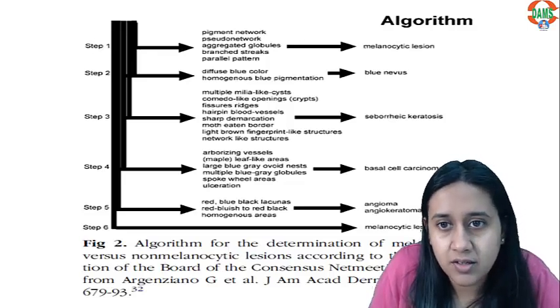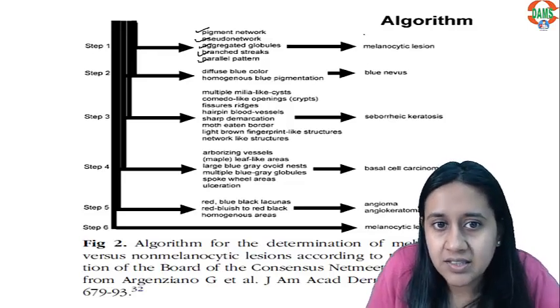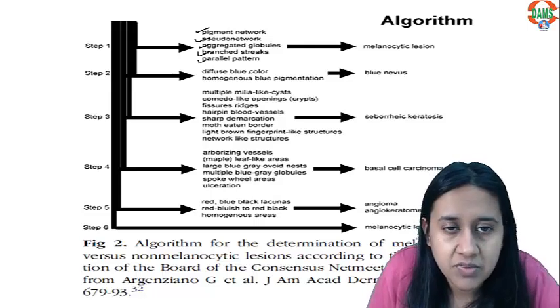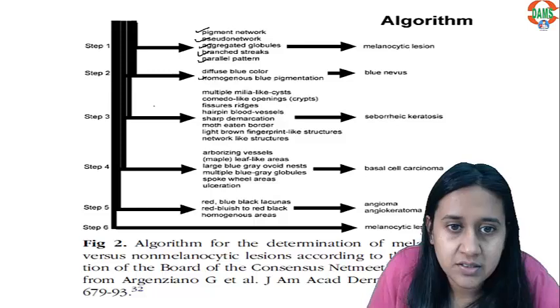We look for pigment networks, pseudo networks, globules, branched streaks, parallel pattern. This indicates we are dealing with melanocytic nevi. If it is diffuse color, homogeneous blue color, it is blue nevus.